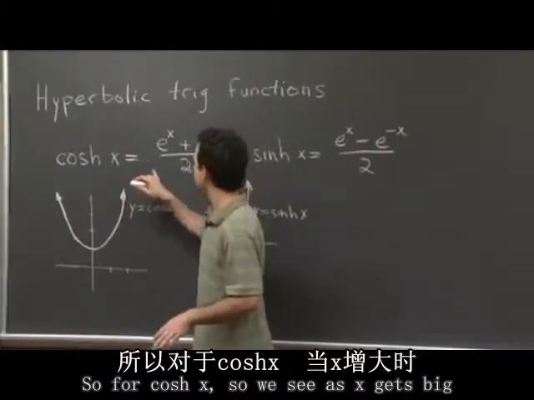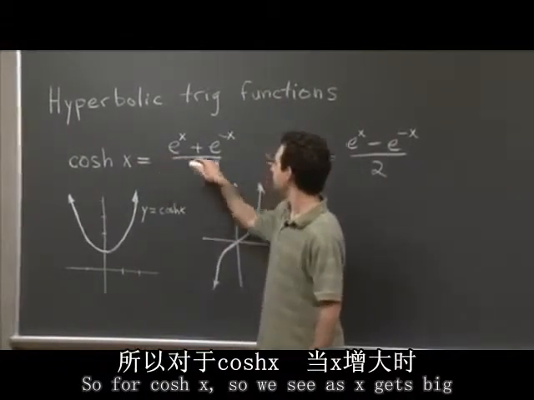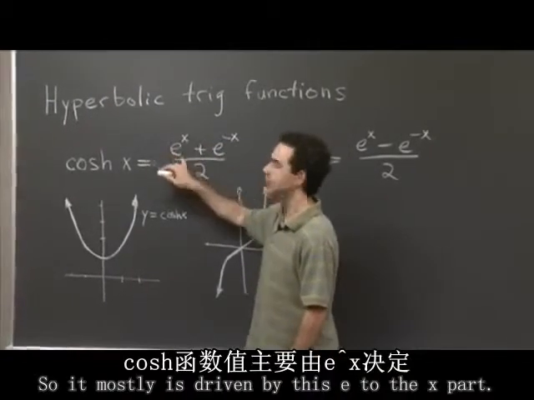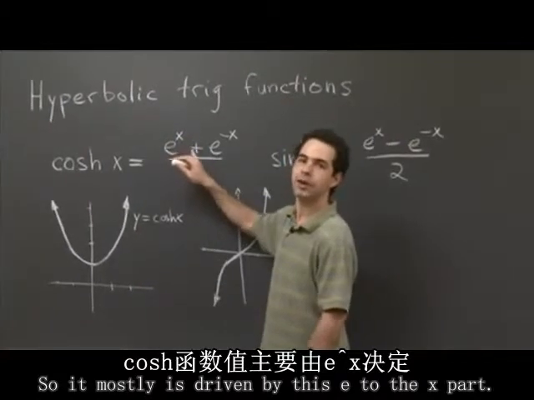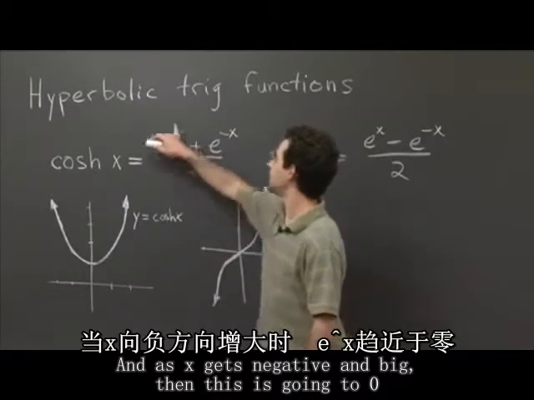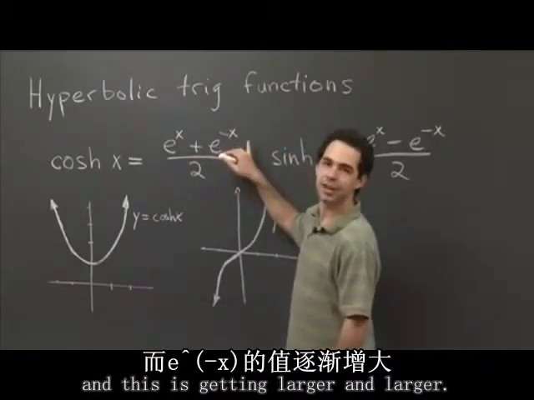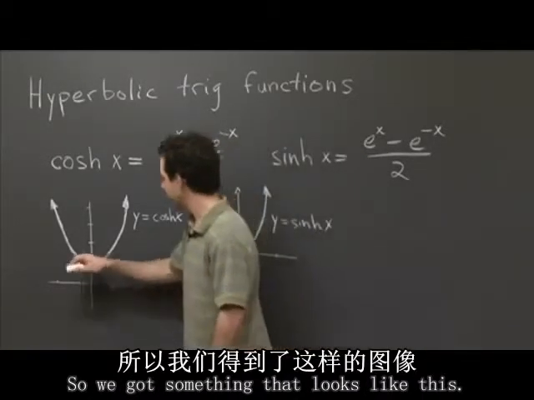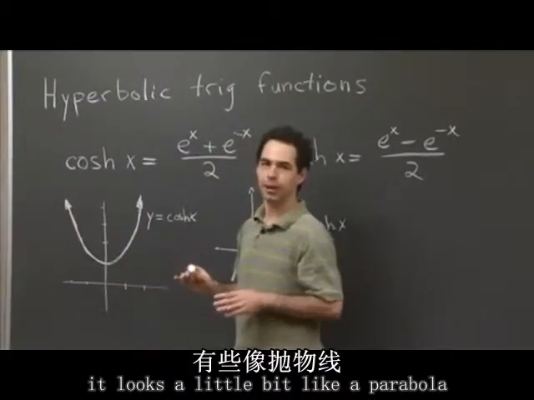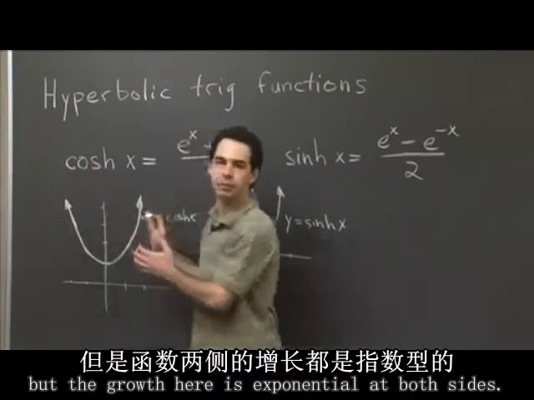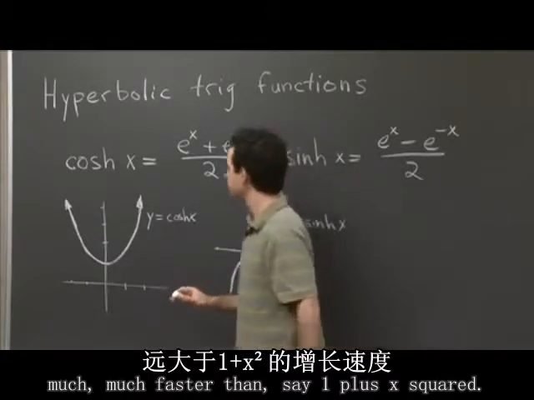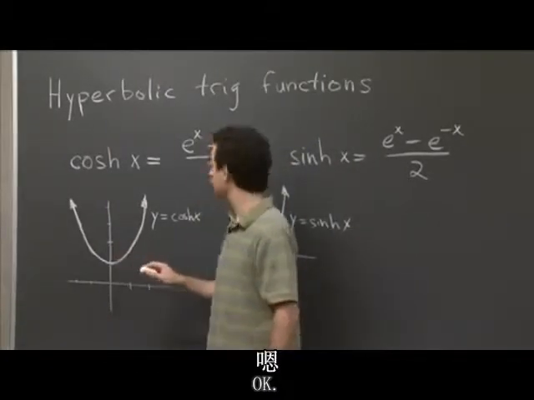So for cosh x, we see as x gets big, e to the minus x is going to 0. It's not very important, so it mostly is driven by this e to the x part. And as x gets negative and big, then this is going to 0, and this is getting larger and larger. So we get something that looks like this. In this picture, it looks a little bit like a parabola, but the growth here is exponential at both sides. So in fact, this is growing much, much, much faster than, say, 1 plus x squared. So it's a much steeper curve.